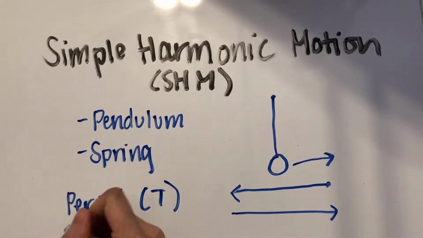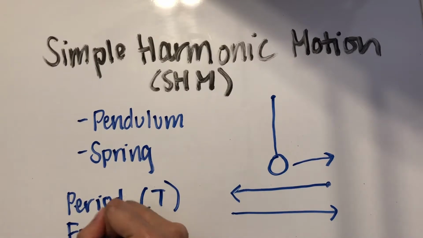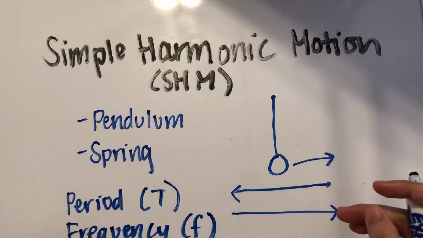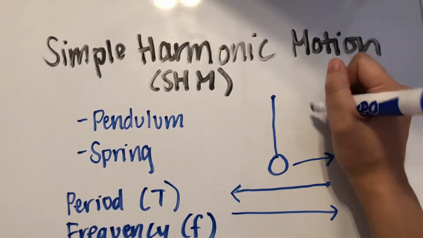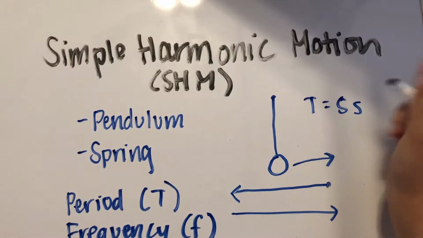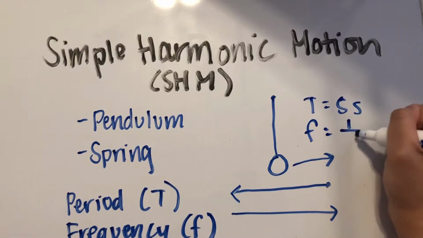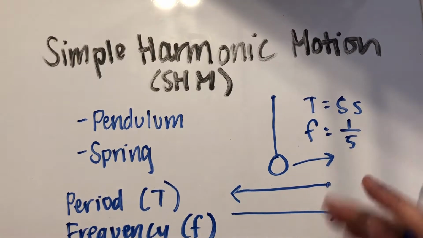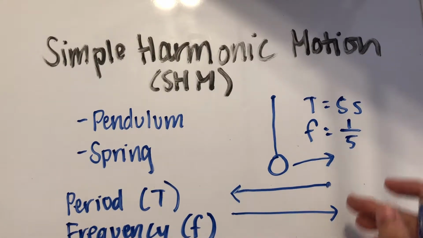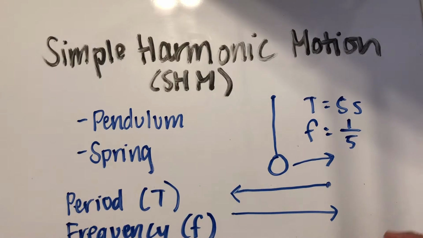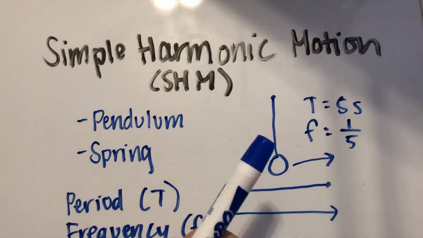And the inverse of the period is what we call the frequency. Frequency describes how many cycles it would go through in 1 second. So if we take the inverse of 5 seconds, then the frequency would be 1/5. And this makes a lot of sense because the frequency is telling us that the pendulum bob finishes 1/5 of a cycle per second.